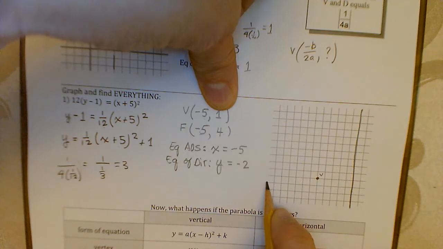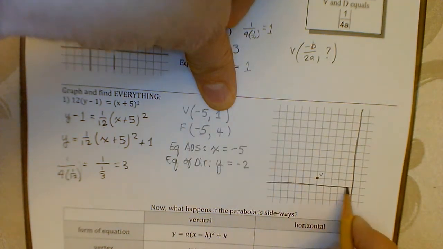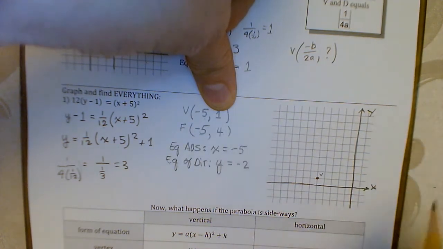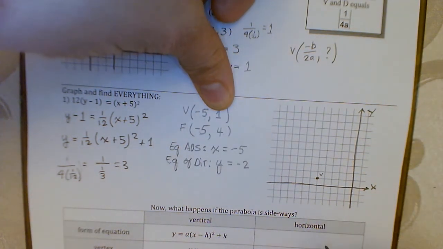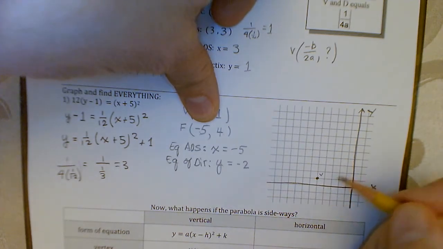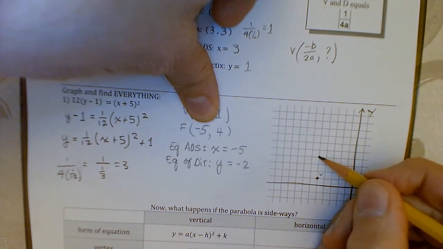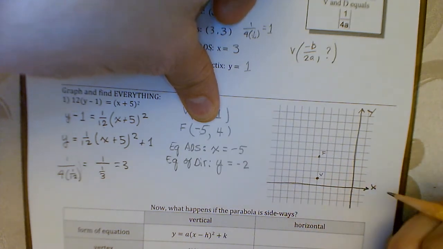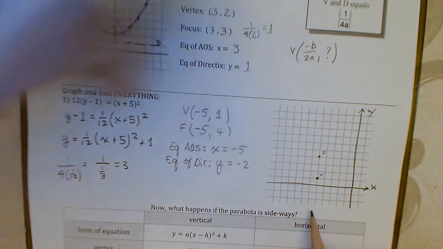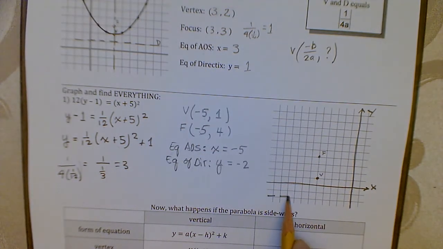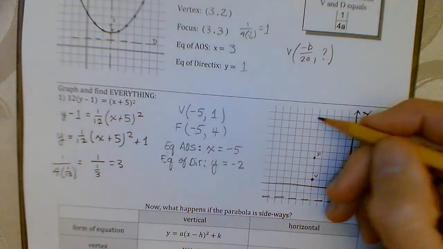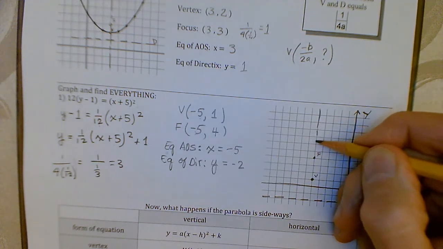So we're going to go ahead and put the x-axis here. So that's my x-axis. This is my y-axis. And so there's my vertex located in the right spot. Now, the focus is 3 above that, 1, 2, 3, up here at -5, 4. And then the directrix is down here at -2. Okay, we can go ahead and put in the axis of symmetry. It's going right down through the middle.